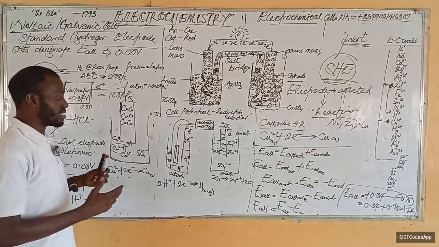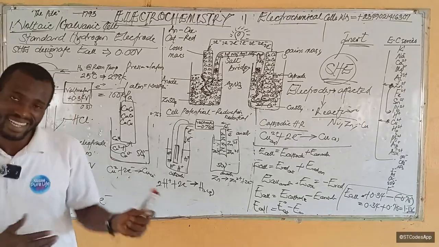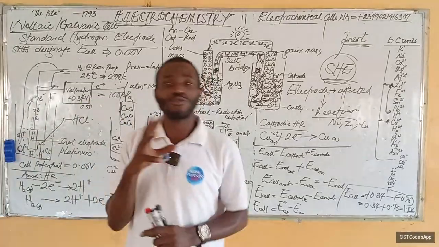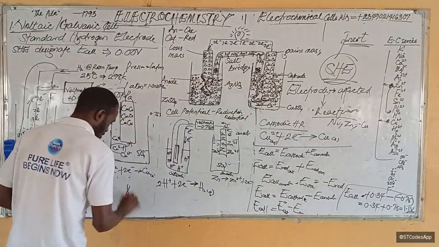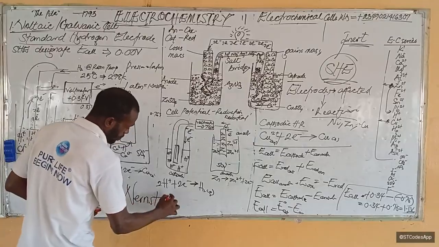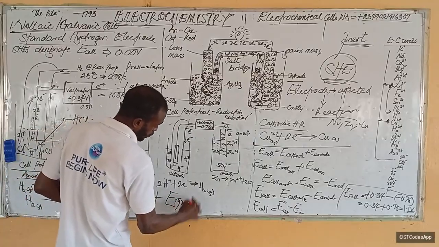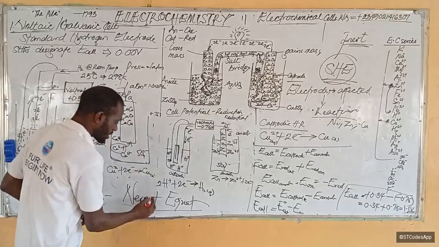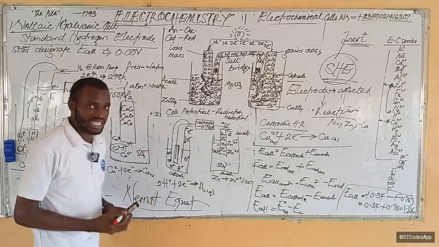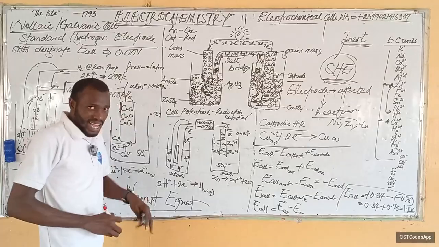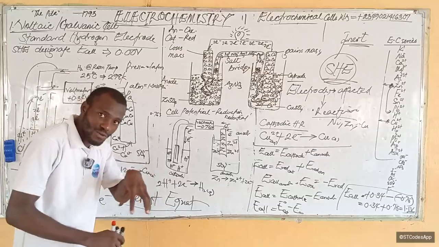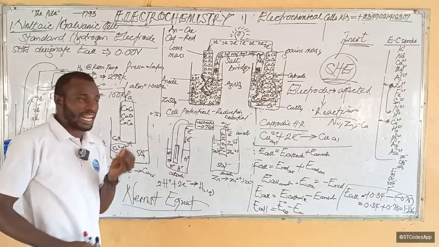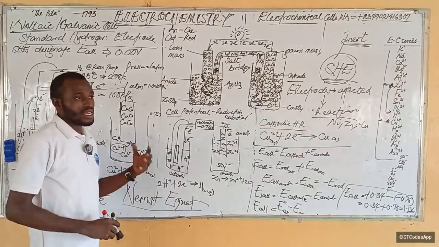Then of course there is also the Nernst equation. Let me just write that for you. If you want me to derive the Nernst equation for you and explain what it means, you see why students feel they don't understand what the Nernst equation actually means. So I will derive it for you and explain what it literally means, and I promise you that you'll understand.